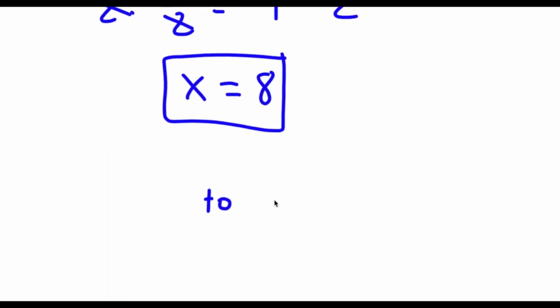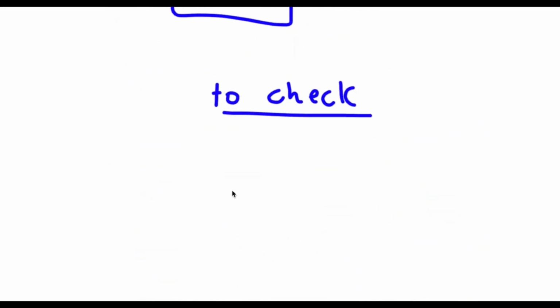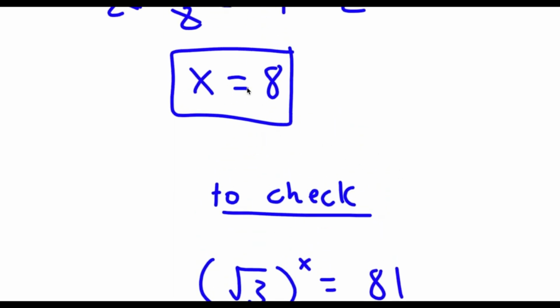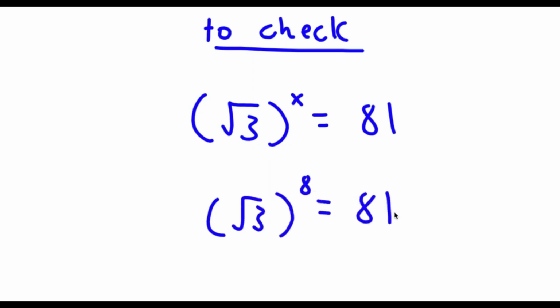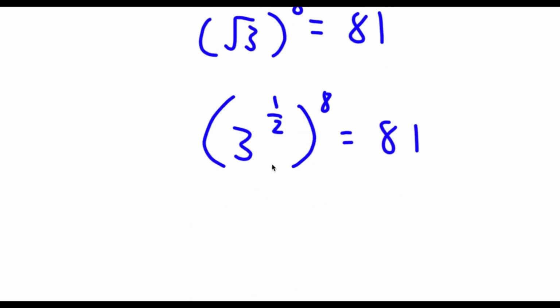So now to check, I have the square root of 3 to the power of x is equal to 81. So we know that x is equal to 8, so now I have the square root of 3 to the power of 8 is equal to 81. Now remember, the square root of 3, that's the same thing as 3 to the power of 1/2. So now I have 3 to the power of 1/2 to the power of 8 is equal to 81.